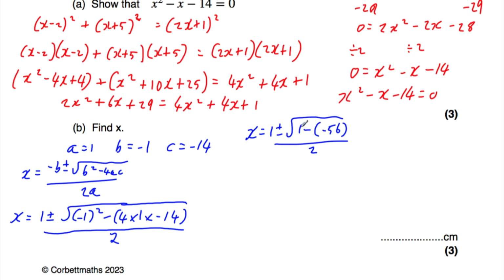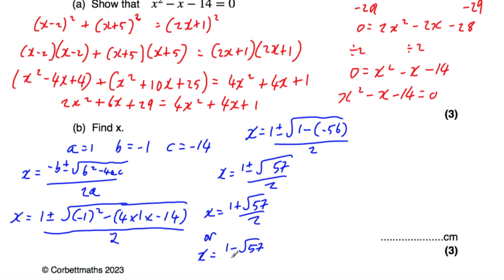Now if we simplify this, we've got 1 minus minus 56, so that's going to be 1 plus 56, which is 57, so we're going to have x is equal to 1 plus or minus the square root of 57 over 2. And now we can write out our two solutions: either x is equal to 1 plus the square root of 57 divided by 2, or x is equal to 1 minus the square root of 57 divided by 2. And whenever we work those out, let's see what we get.